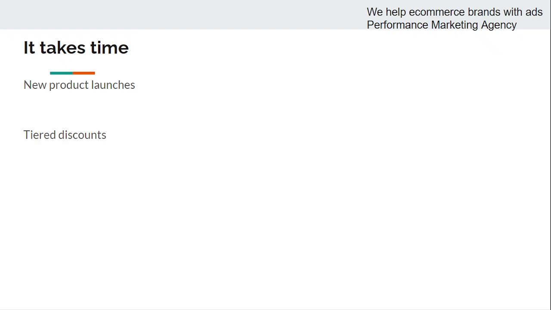Number 2, tiered discounts. Assume I want to buy 2 to 3 plain t-shirts, then you can give me buy 2 at 10% off or buy 3 at 20% off. That gives a tiered discount for me.